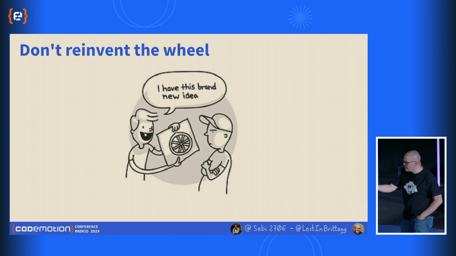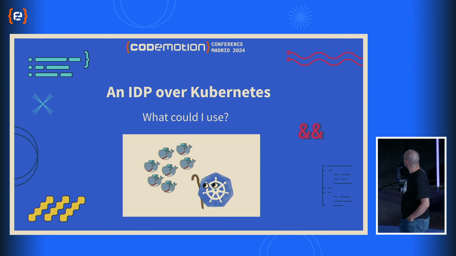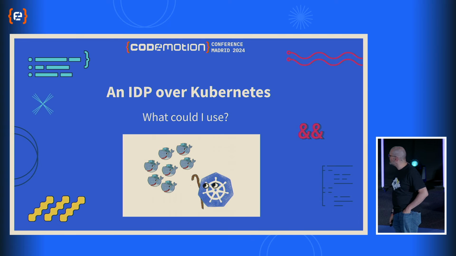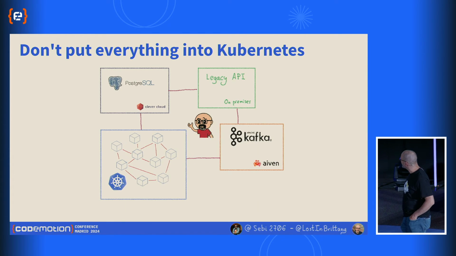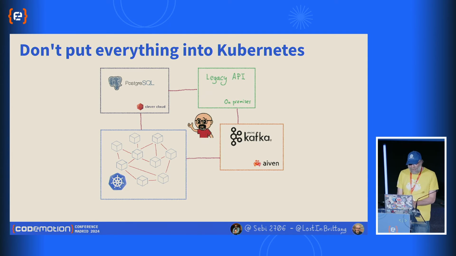So we have 7 minutes, not so bad. I'm not sure how we are doing, but we are going to try to do some concrete things about how you can do it in Kubernetes. So let's go. You're on Kubernetes and you want to build your internal developer platform. First thing, don't put everything in Kubernetes. That's an important one.